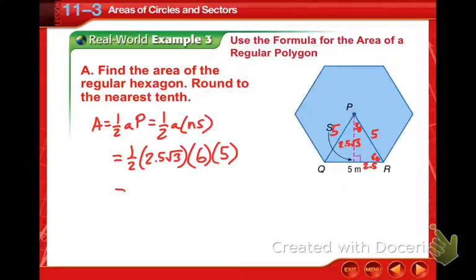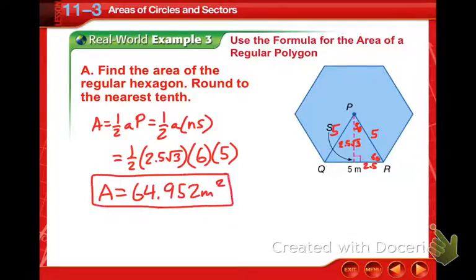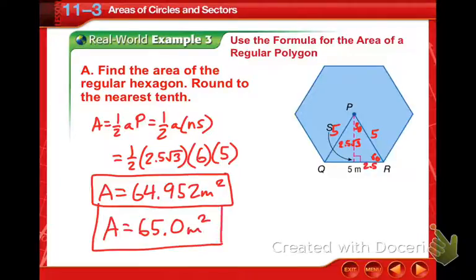we get that our area is 64.952 meters squared. It does say to round to the nearest tenth, so really 65.0 meters squared.